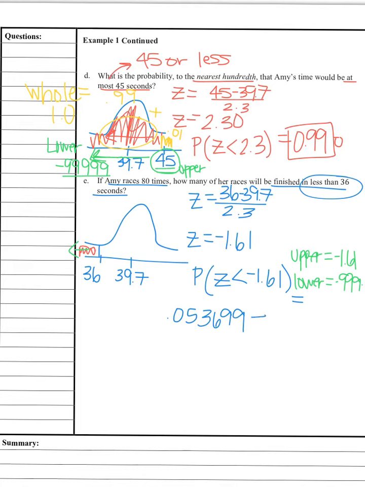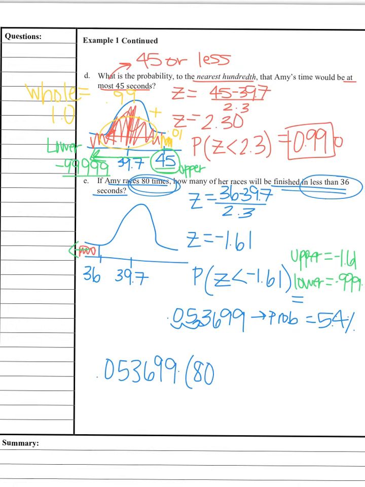Okay, so this is the probability that she'll finish in less than 36 seconds. But we want to know out of 80 times. So we think about this as, well, this is really about 5%. If we move the decimal back 2 spots, that's about 5.4 percent of the time, if we rounded. So we want to take our probability as a decimal, 0.05366 or 699, and multiply it by how many races, so times 80 races, to figure out what 5.4% of 80 races is. And when you multiply there, you end up with about 4 races.